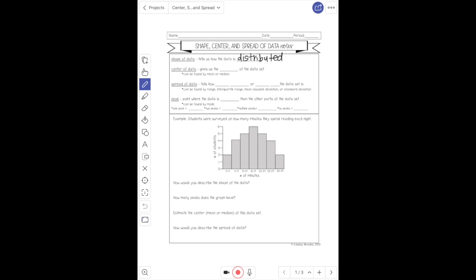The center of the data is the middle of the data set, and we normally look at that with our mean or our median. Now the spread of the data, how spread out our data is, we normally look at by looking at the range, but there are other options: interquartile range, the mean absolute deviation, or standard deviation. But we're talking about how close together our data values are, or how far apart they are.